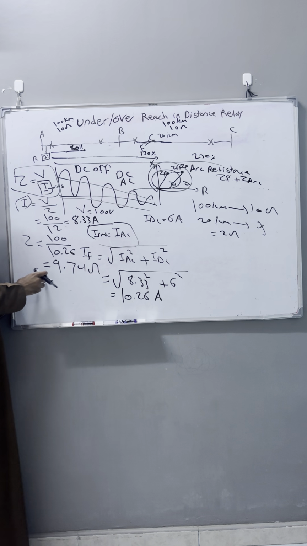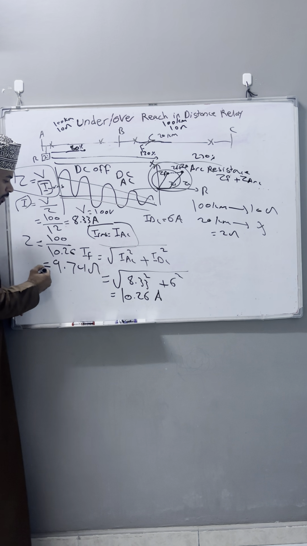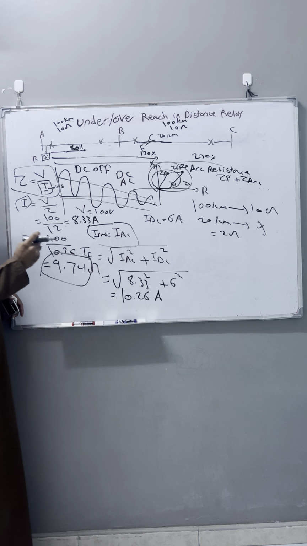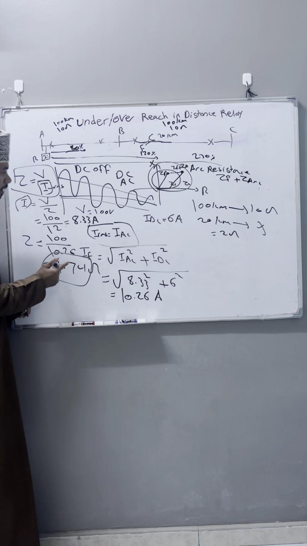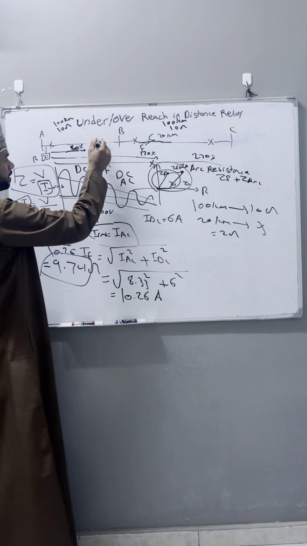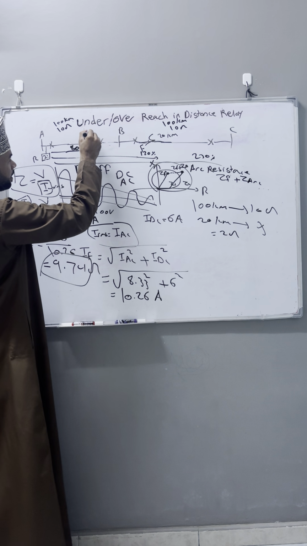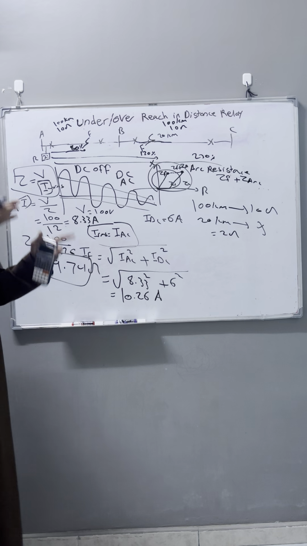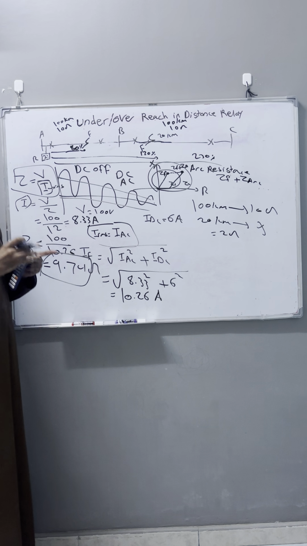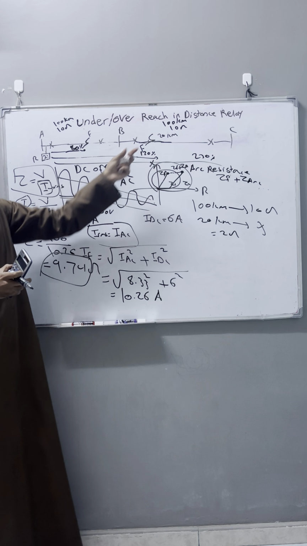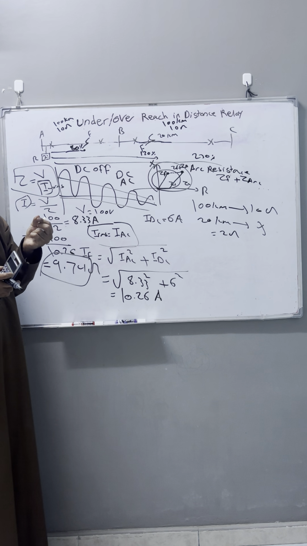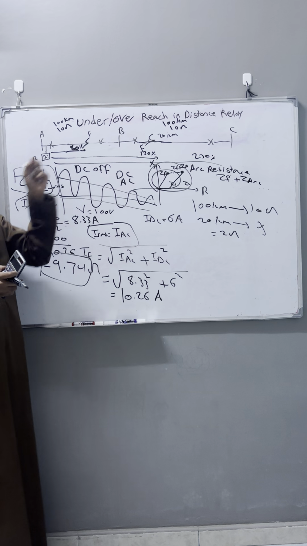But now see with DC offset. Due to DC offset, the impedance seen by the relay will be less than the actual value, right? Less than actual. So the relay will see the fault here, which means the relay will trip in zone 1. The fault is happening in zone 2, but due to this DC offset, the distance relay will trip in zone 1.